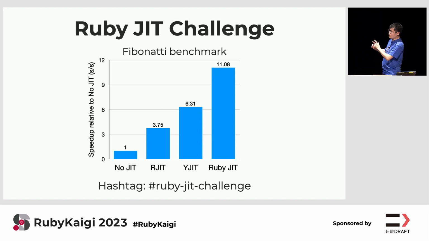And if you look at this graph, higher is better. This is Ruby 3.3. On the left are no-JIT, RJIT, and YJIT. So among the existing JIT compilers in CRuby, YJIT is the fastest.